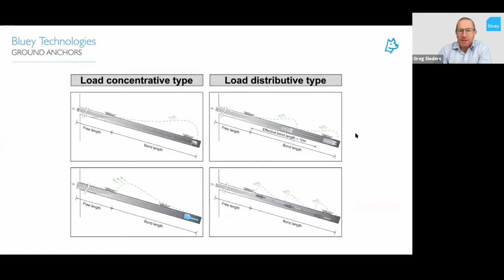And then a load distributive anchor, these are generally for soft soils or weaker ground conditions, so you can actually transfer the load over the full bond length, where if you were trying to transfer that into a soft soil, you wouldn't get any bond or skin friction to transfer the load.